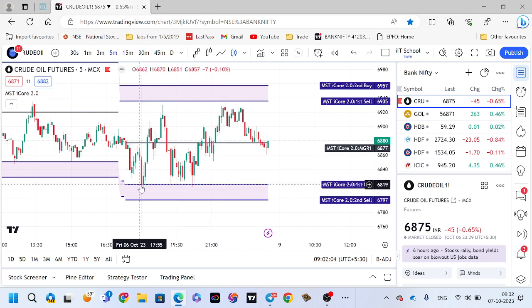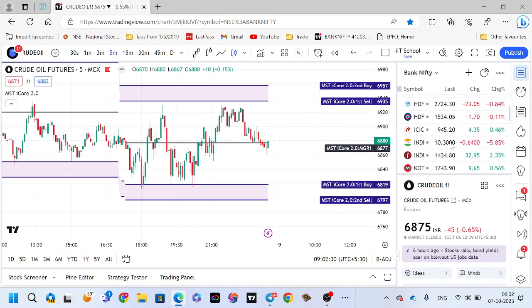From here we got a perfect entry, all the targets hit here, and once again it has taken support from the same place, target hit, again it has taken support, targets hit, again it has taken resistance from here and targets hit. And the previous day also, see here, buy activated, target hit, buy activated, target hit. So the accuracy of our indicator is very high.